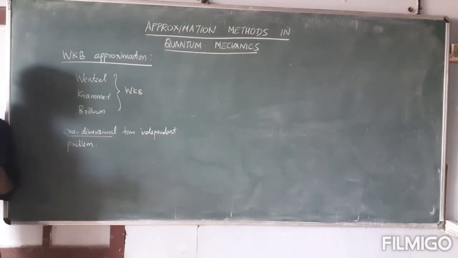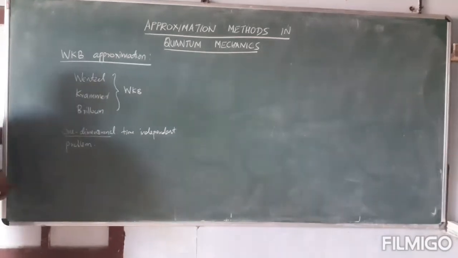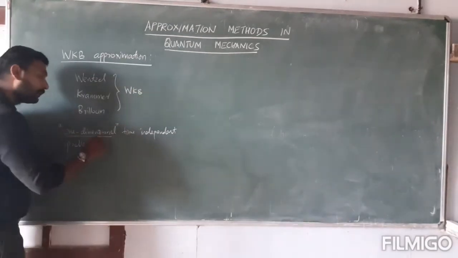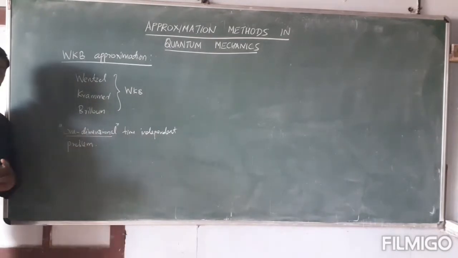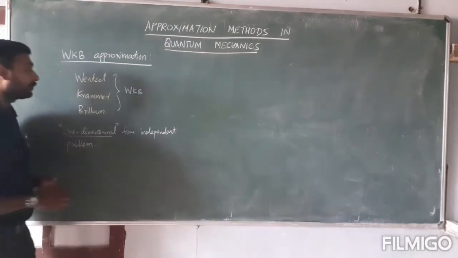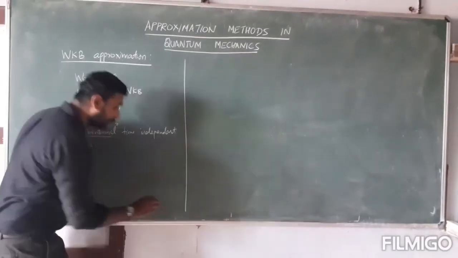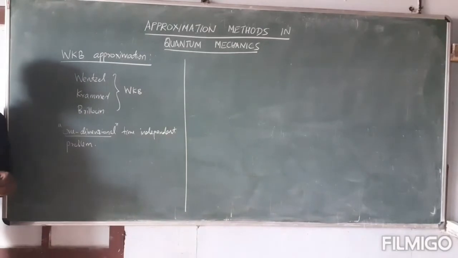The harmonic oscillator problem we solved for one dimension, but it is possible to solve it for higher dimensions as well by treating the two-dimensional harmonic oscillator as two one-dimensional harmonic oscillators. So although it is applicable for one dimension, for some systems we can apply it for even higher dimensions as well. Now what is this approximation? Before going to the approximation, we have to know the form of the wave function for normal time independent problems.